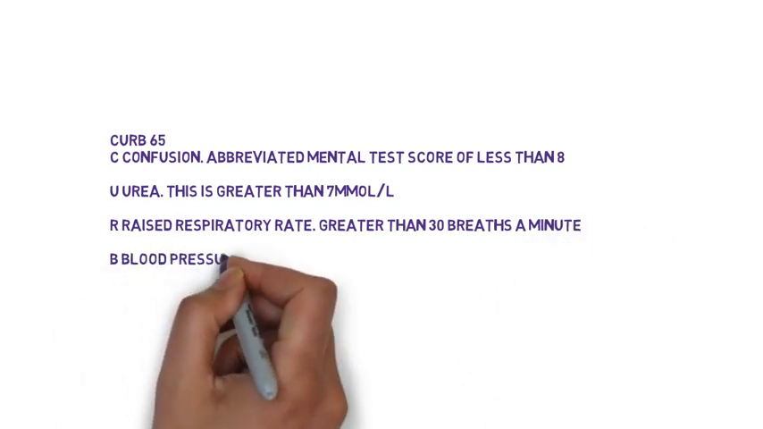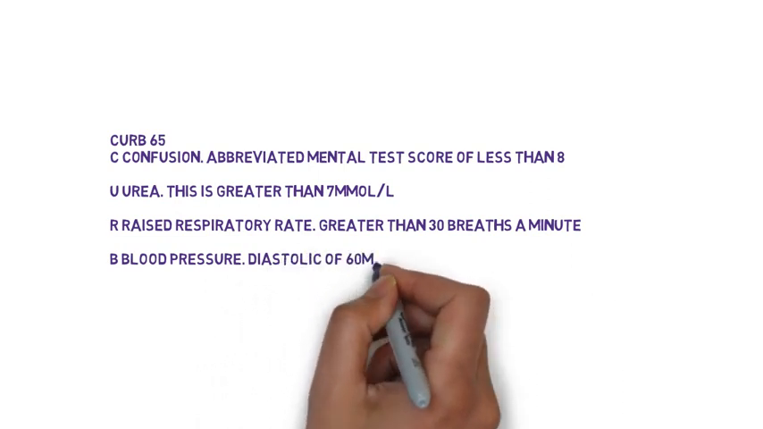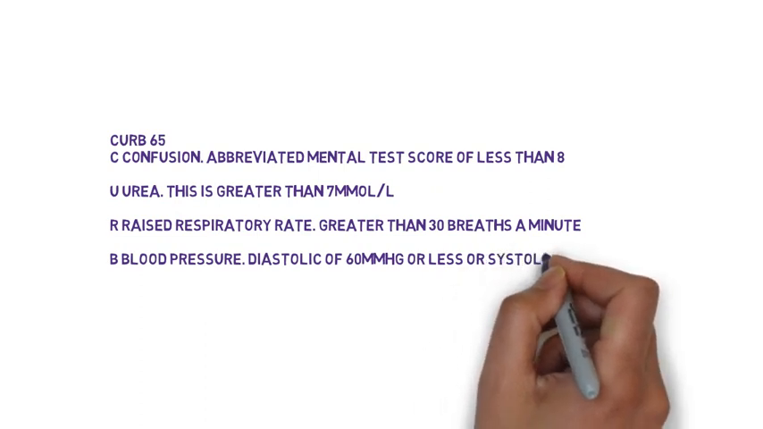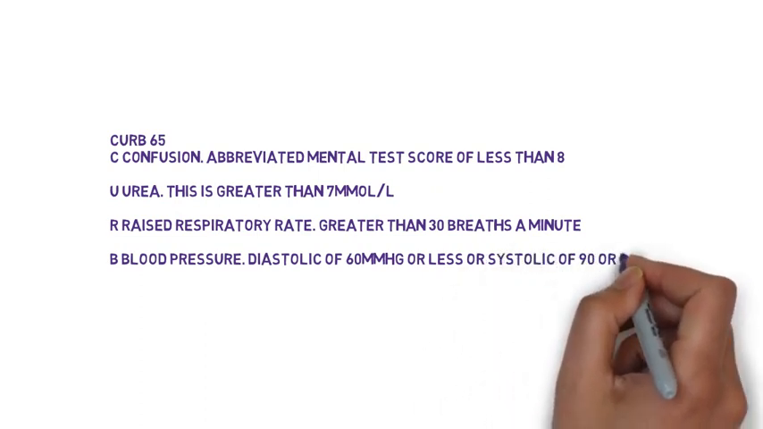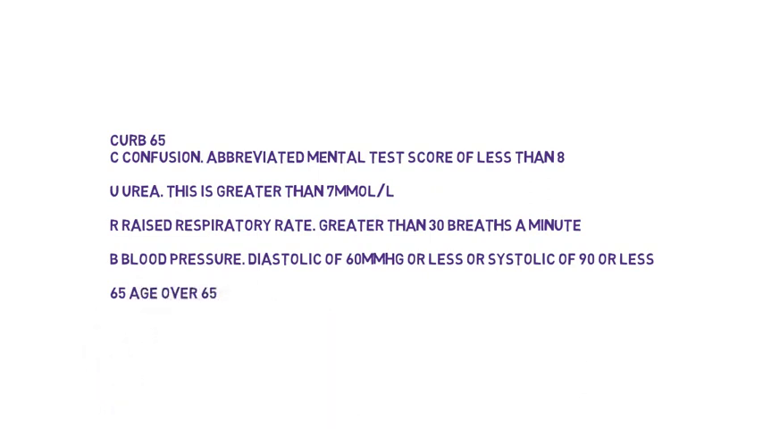R is for raised respiratory rate, and you score if it's greater than 30 breaths a minute. And B is for blood pressure, a diastolic of 60 or less, or a systolic of 90 or less will score. And 65 is age over 65, you score.